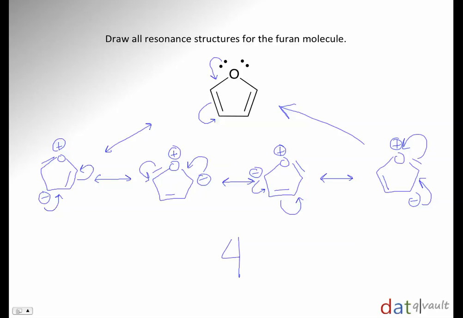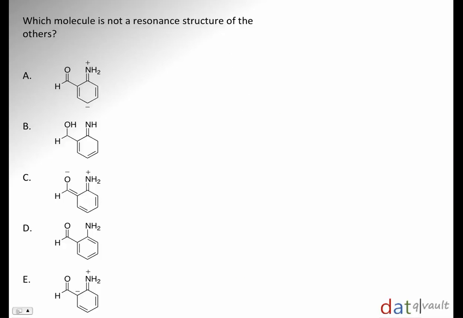So there are 4 different resonance structures that you can draw for this furan molecule. This is a really good exercise. And so to draw this out, you can count the formal charges. You can make sure that none of the atoms have actually shifted. And you'll see that these are all viable resonance structures for this furan molecule.